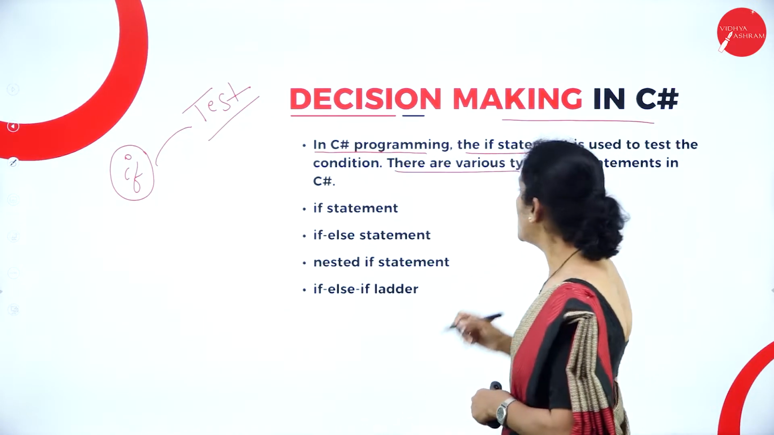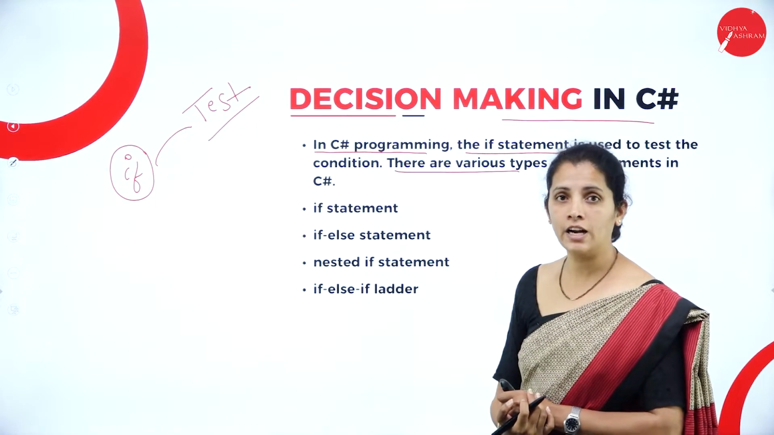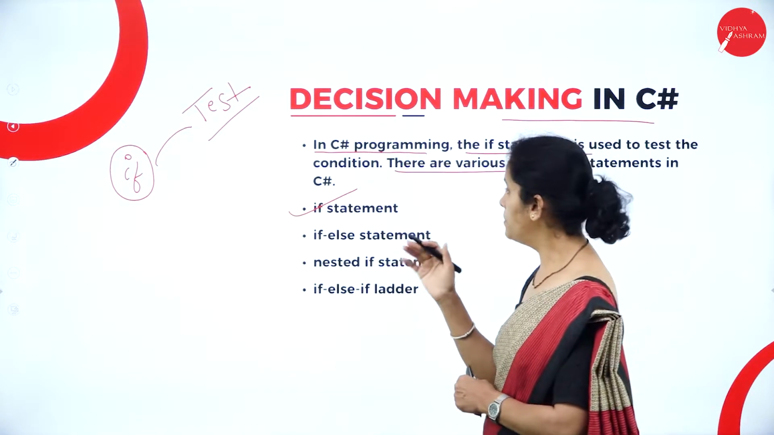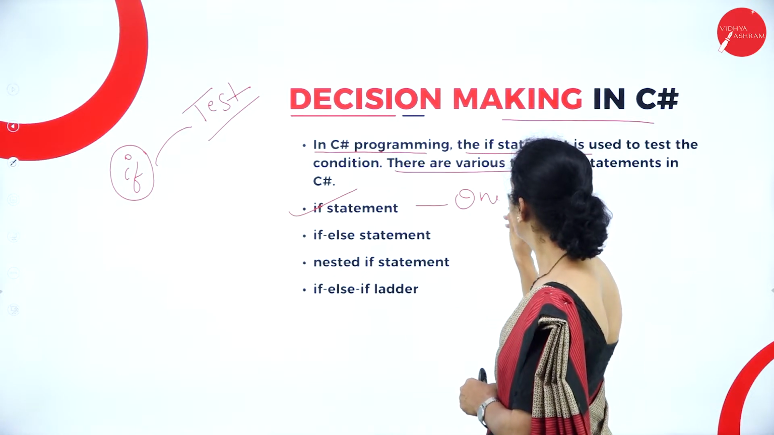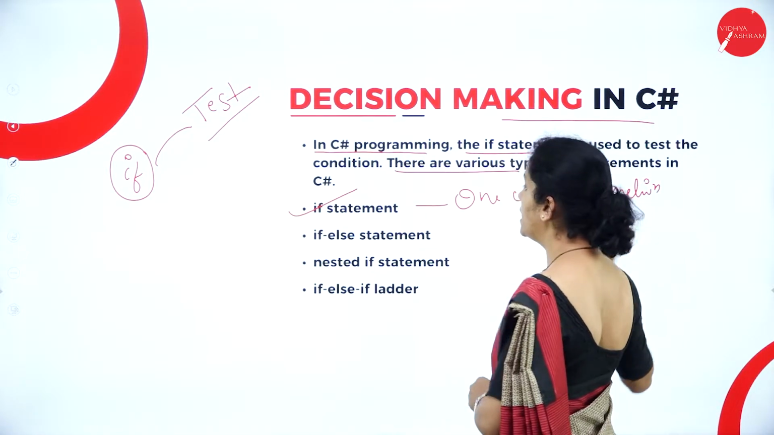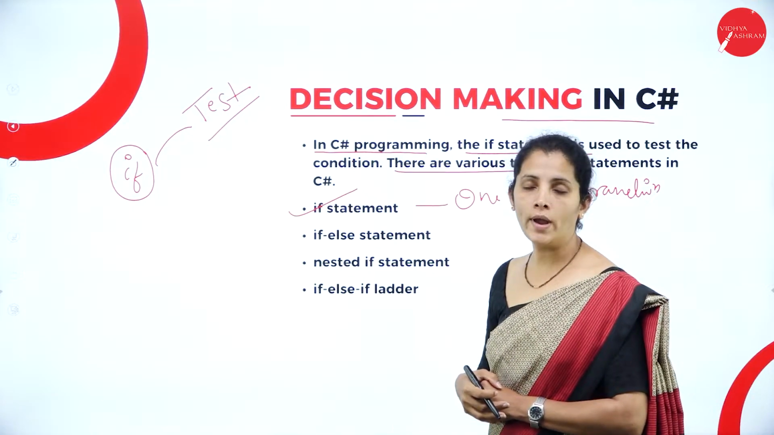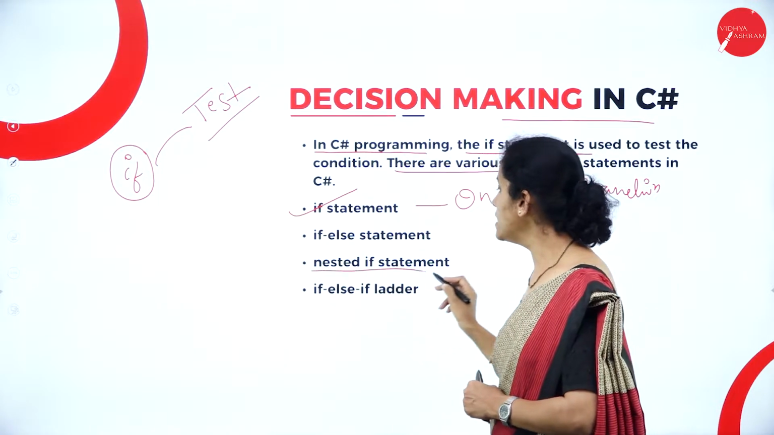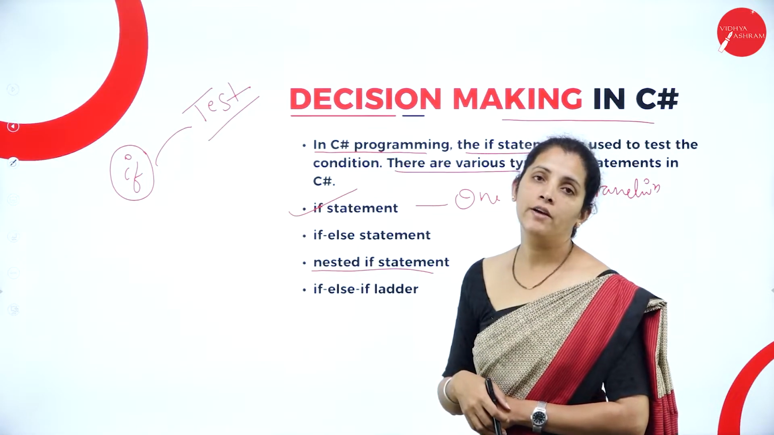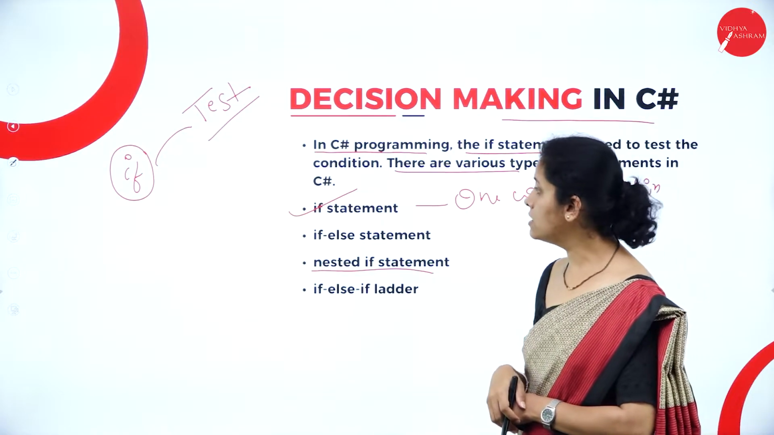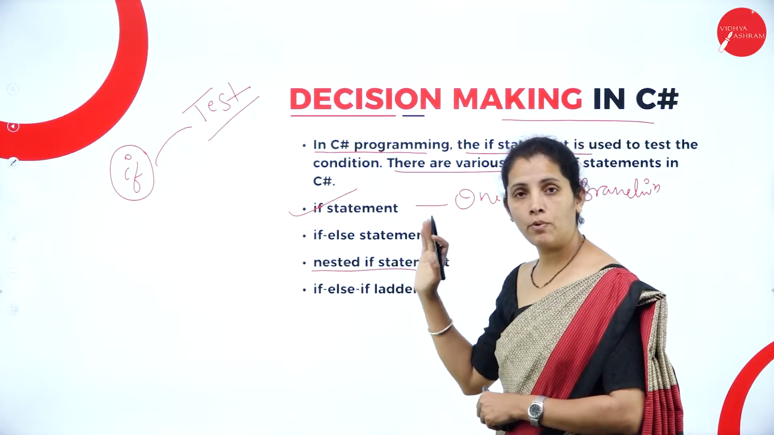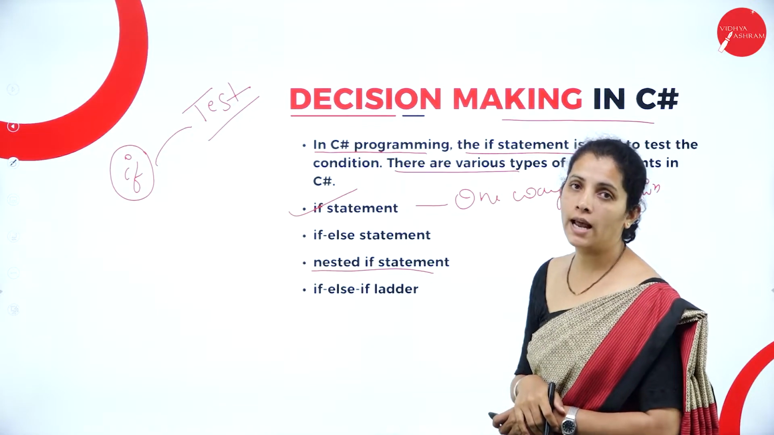And there are various types of if condition. I have the simple if statement, simple if, one-way branching. Then if else, that is two-way branching. Nested if statement, three-way branching, and I have the if else ladder. So these are the four different types of if statement supported by C-hash programming.